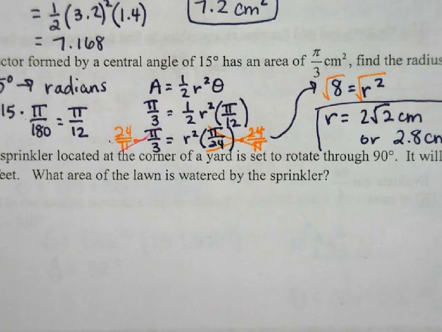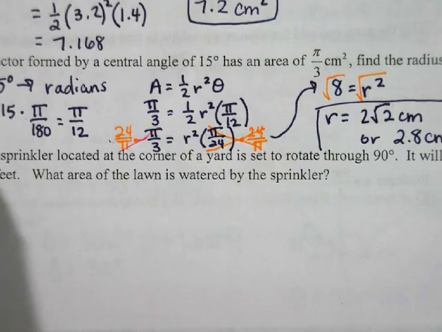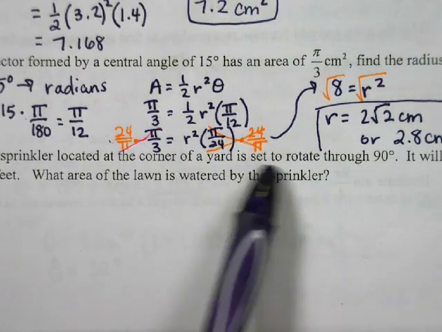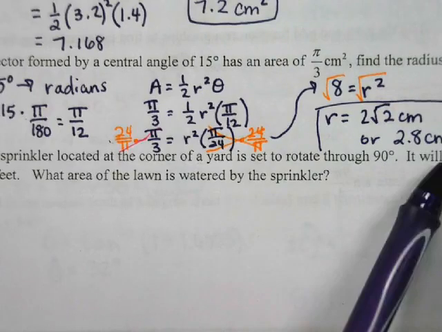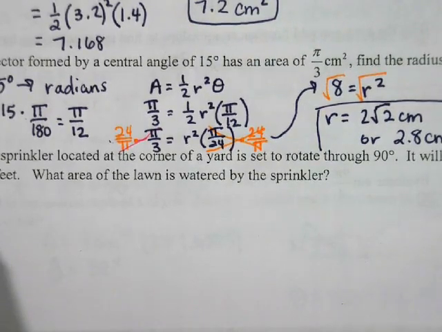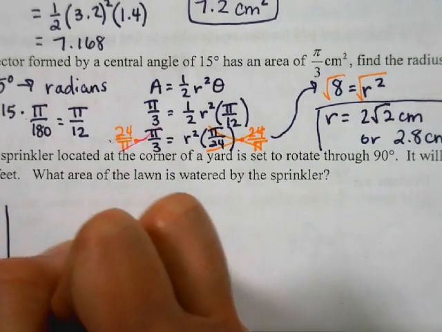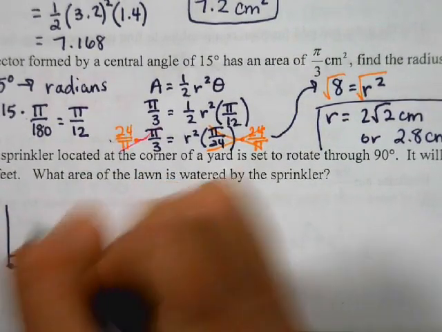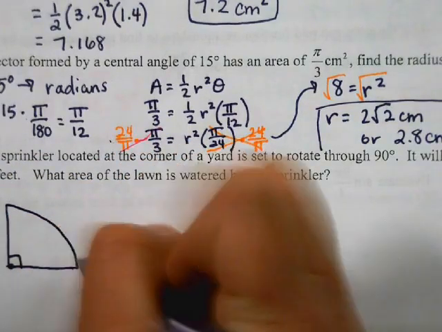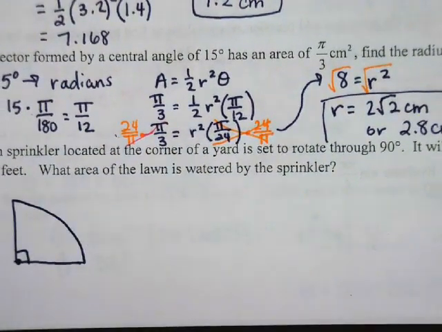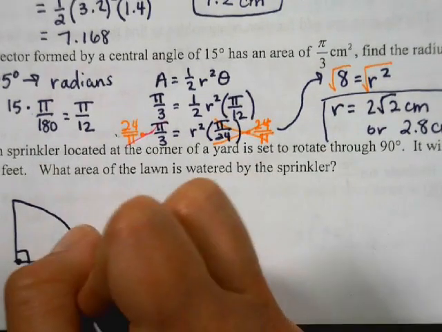All right, you ready for the last one? This is like my life right now. I was doing this the other day. A lawn sprinkler located at the corner of a yard is set to rotate through 90 degrees. It will project water out 30 feet. What is the area of the lawn that is watered by the sprinkler? Okay, so here we go. Here's my sprinkler. It starts here and then it sprays like this. And it projects water out 30 feet.